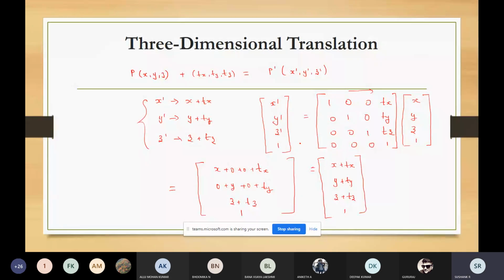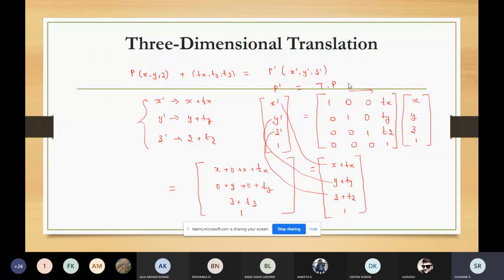So now x dash is equal to x plus tx, y dash is equal to y plus ty, z dash is equal to z plus tz. So that is how this is represented in the matrix format. If this matrix is given by p dash, then the transformation matrix is t dot the initial point p.